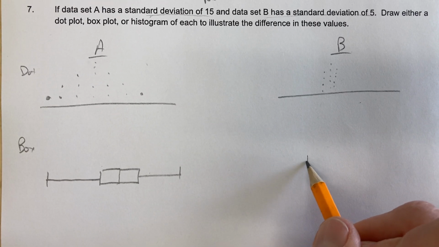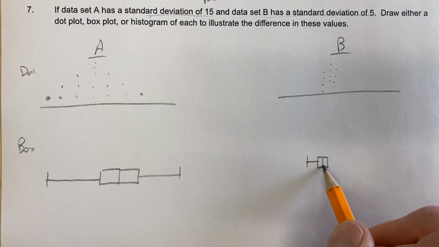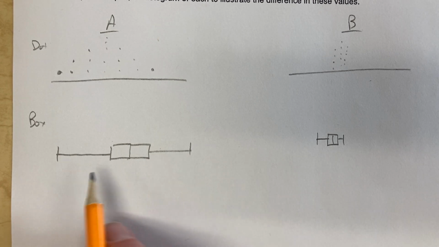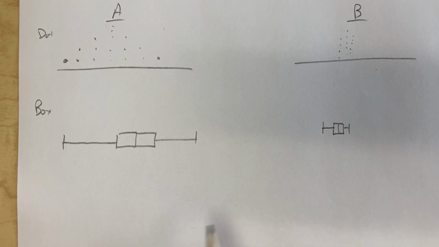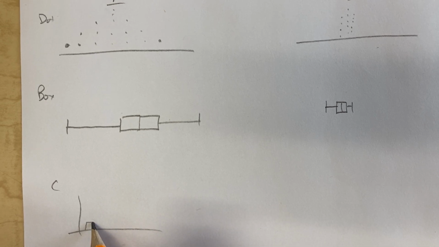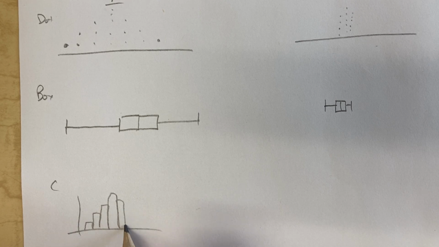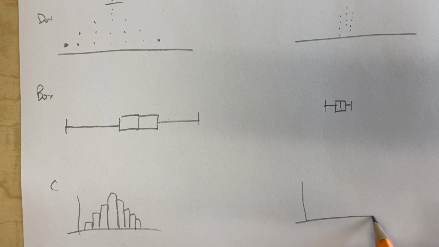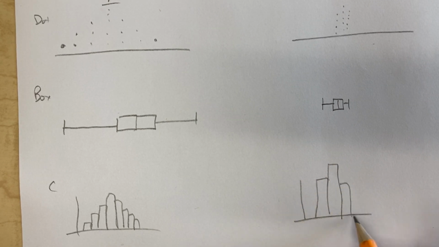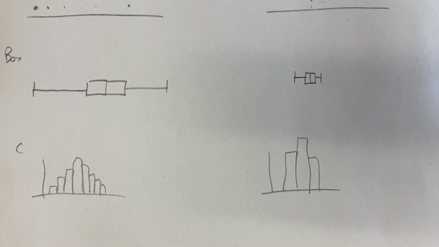Whereas B, it might be really close together, okay? So the bigger the standard deviation, the more spread out it is. For a histogram, same idea. We might have a box here and then another one here and another one here, and we're really spread out with the data. Whereas for B, maybe it's just a few, and we're really, really close together, something like that, okay? Again, the bigger the standard deviation, the bigger the spread.